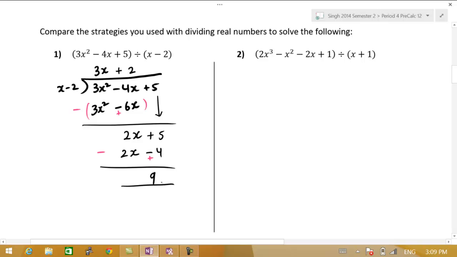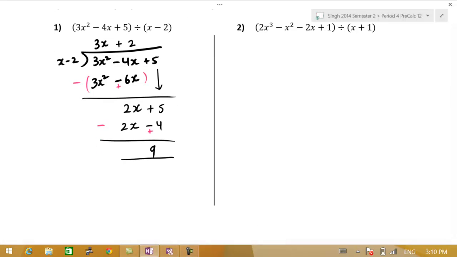You've now got x minus 2 when it divides into 3x squared minus 4x plus 5. The result is 3x plus 2 with a remainder of 9. We can write this answer using a division statement. A division statement says P equals D times Q plus R, which means polynomial equals divisor times the quotient plus the remainder.